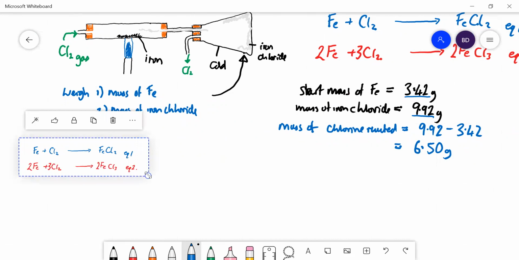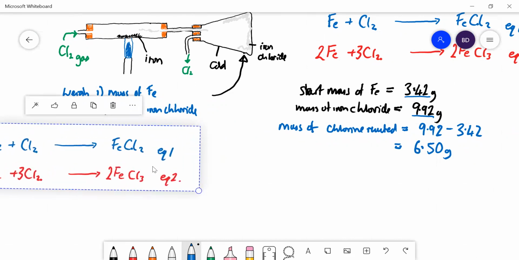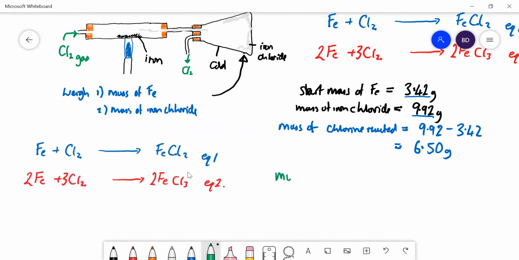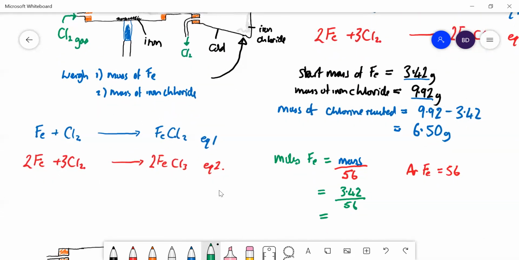Right, now let's work out our moles of iron. Moles of iron is equal to the mass of iron divided by the Mr, well really it should be the Ar because it's the atomic mass for iron. Atomic mass for iron is 56. So the number of moles of iron is going to be equal to 3.42 over 56, which is equal to 0.061.